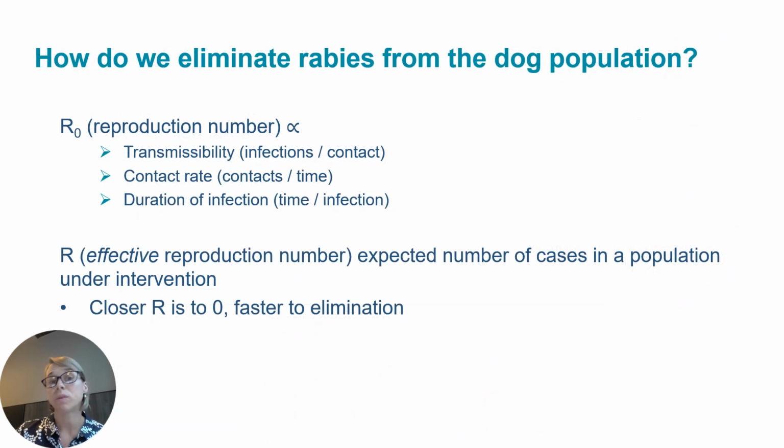But now into this issue of DPM and rabies control. So we know we have 3 factors that we can influence with our interventions in order to bring R, the effective reproduction number, below 1 and as close to 0 as possible. And the faster we can do that, the faster to elimination of rabies from the dog population. So we are working with transmissibility, contact rates, and duration of infection of rabies in dogs.